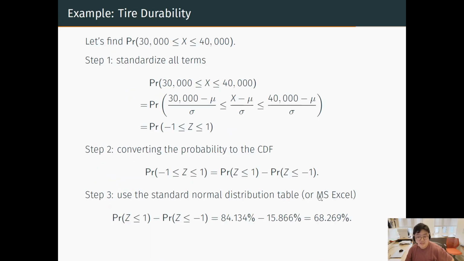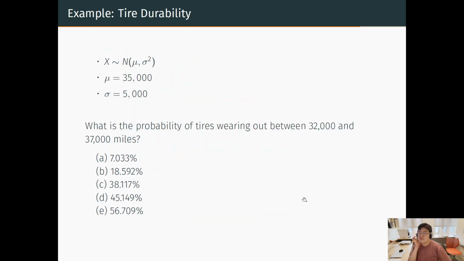The answer is 68%. Now try this. Do the same thing for different numbers: 32,000 and 37,000. Again, it is an important exercise. Try it by yourself. I'm going to resume. You have to stop the video.